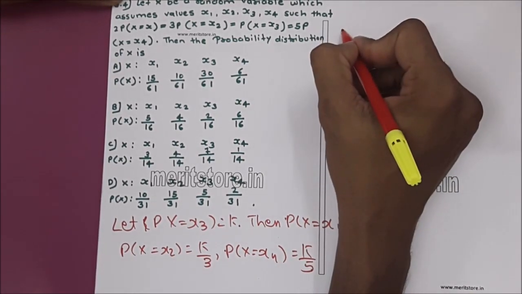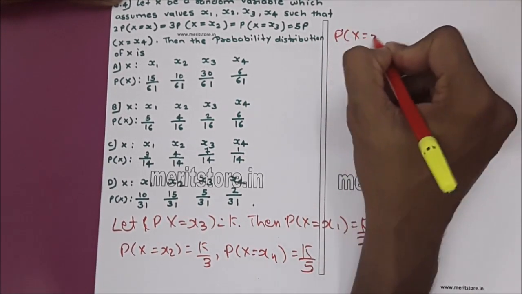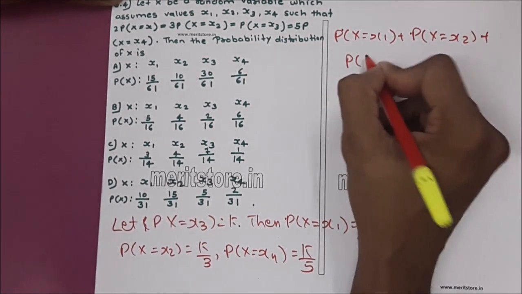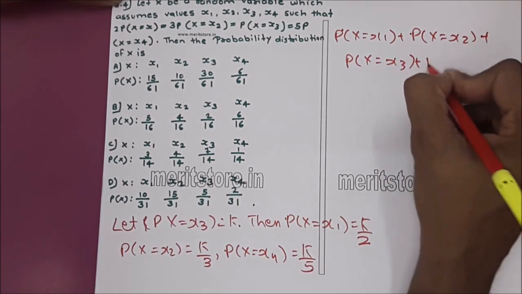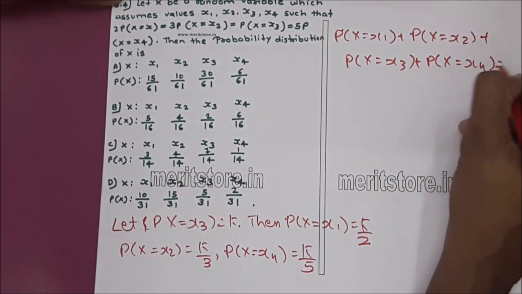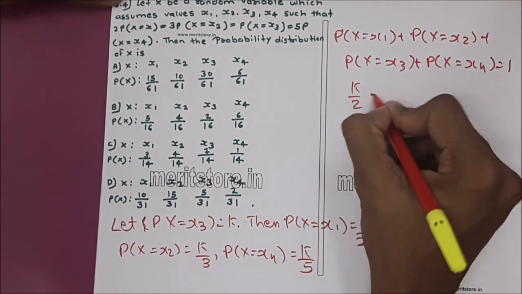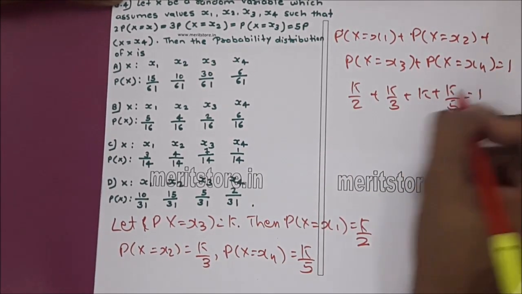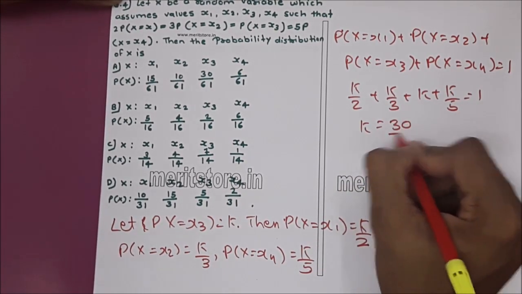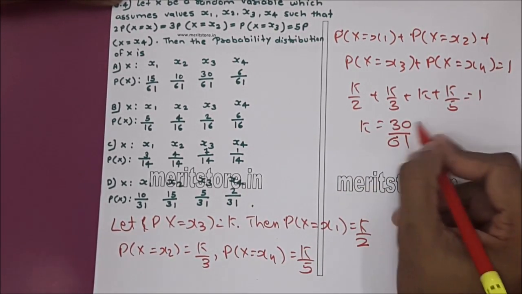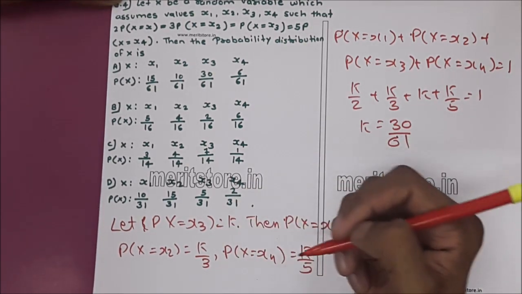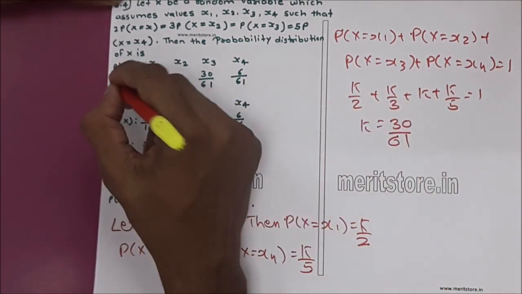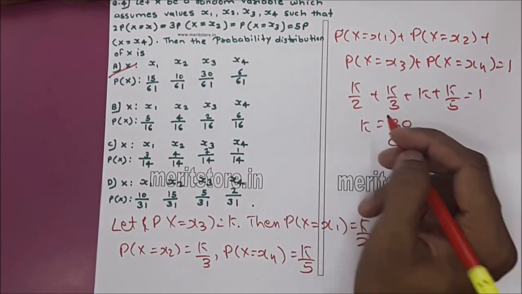Adding all this probability distribution, we get unity, that is P(x equal to x1) plus P(x equal to x2) plus P(x equal to x3) plus P(x equal to x4) equal to 1, which we get as k by 2 plus k by 3 plus k plus k by 5 equal to 1, which is k equal to 30 by 61. So if we substitute the value of k in every probability, we check 30 by 61 as in option A, so option A is the correct answer.